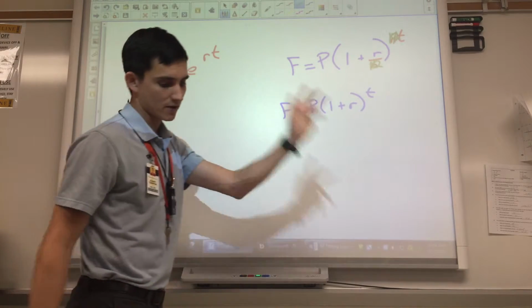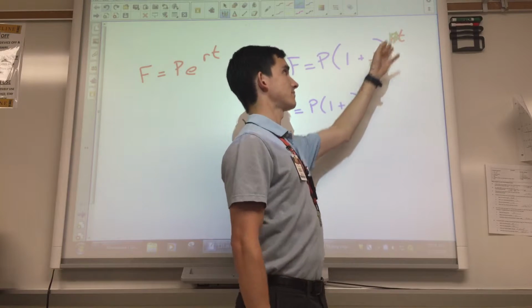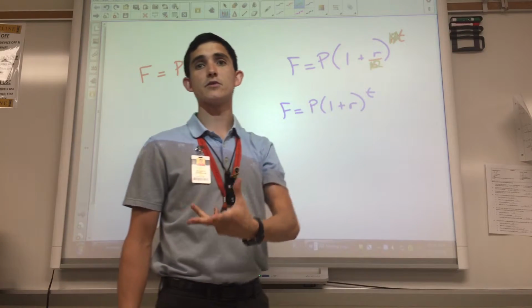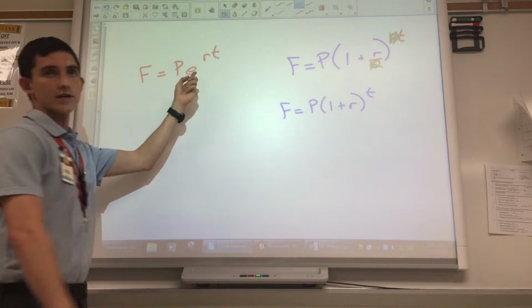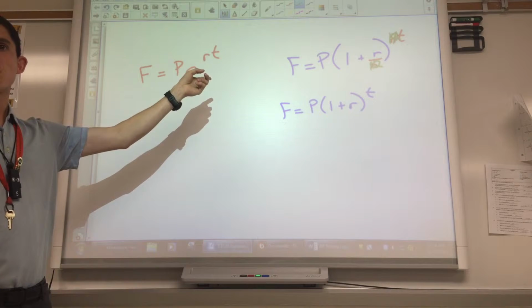Or maybe it's weekly? So 52 and 52. What if it's daily? 365, 365. What if it's continuous? P e to the r t, that's continuous. Does that make sense? Y'all understand that?